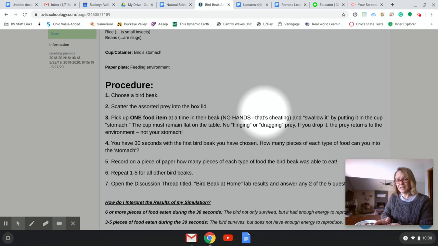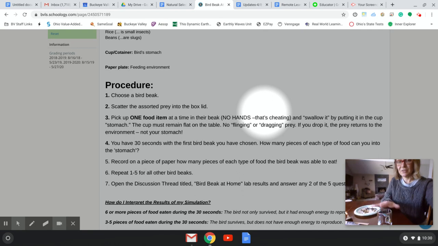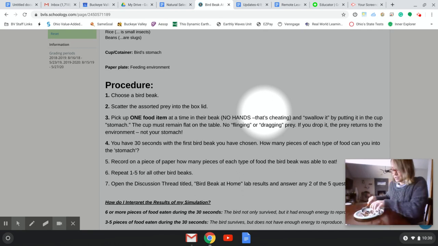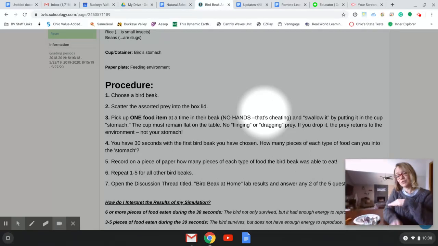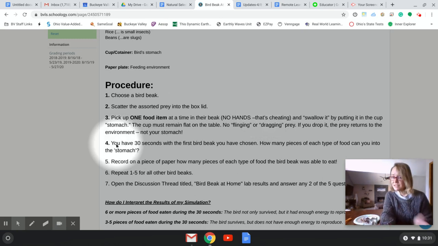You should leave the cup flat on the table that you're working on, not like scoop it in this way. Okay, that's not how it's supposed to be done. You need to scoop it, carry it, and then drop it in. So there is some skill with this here. And if you drop the food as you're transferring it from the plate to the cup, food has to go back to the plate and you need to try again. You have 30 seconds for each bird beak.